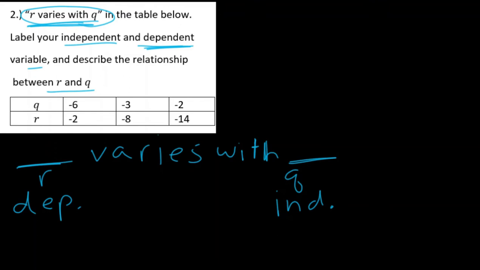And what does this really mean? It means that Q is independent. We can pick any number for Q, it doesn't matter, but whatever number we pick for Q is going to ultimately dictate how R behaves.